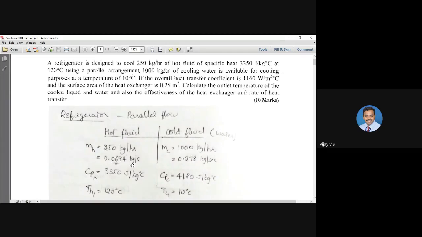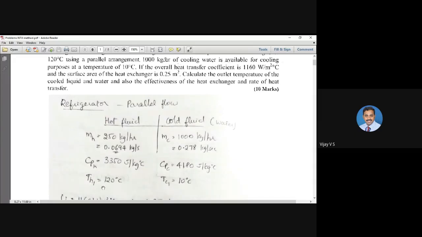I will convert into kg per second. So you will get 0.0694 kg per second. Specific heat of hot fluid is given, CPH, so it is 3350. It enters at a temperature of 120 degrees centigrade. So TH1 is given, MH is given, CPH is given.